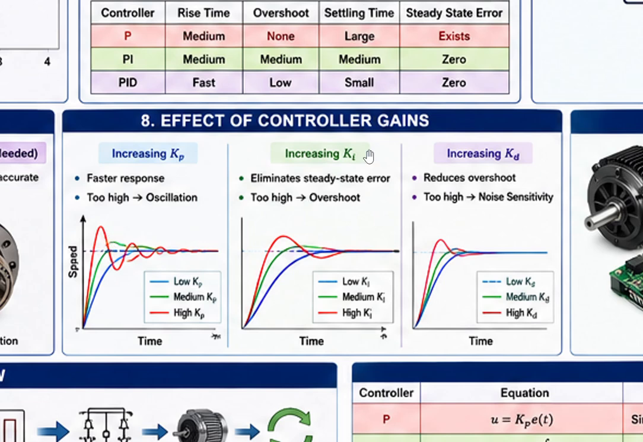Increasing Ki in the PI controller eliminates steady state error, but overshoot is very high. Increasing Kd provides reduced overshoot, but is too sensitive to noise, as we have seen already.